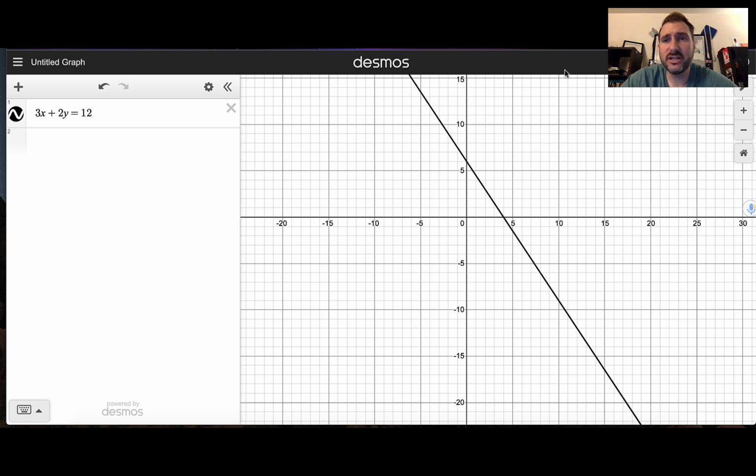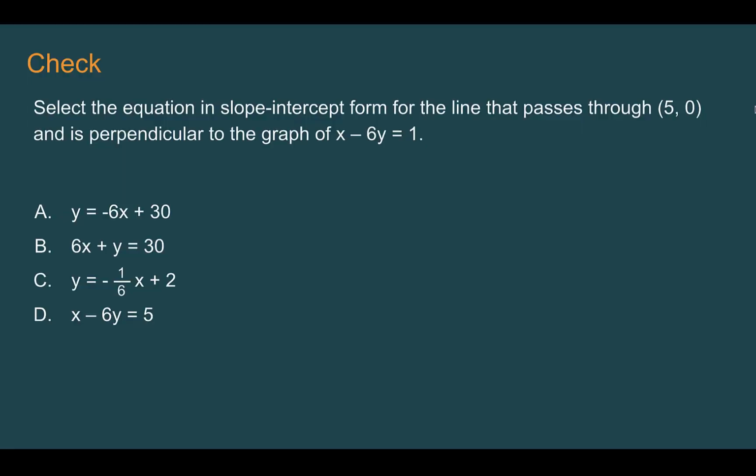I also could have used Desmos initially to help find the slope. So we have our y-intercept there, our x-intercept there. My slope is going 6 and 4. So 6 divided by 4 originally is 3/2. And my line is going down, so negative 3/2. You can use Desmos again to help find your original slope, which you need for both parallel and perpendicular.